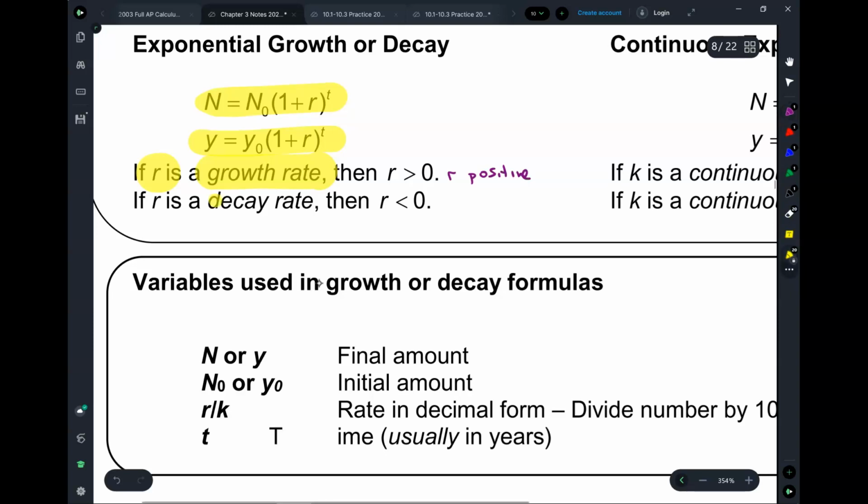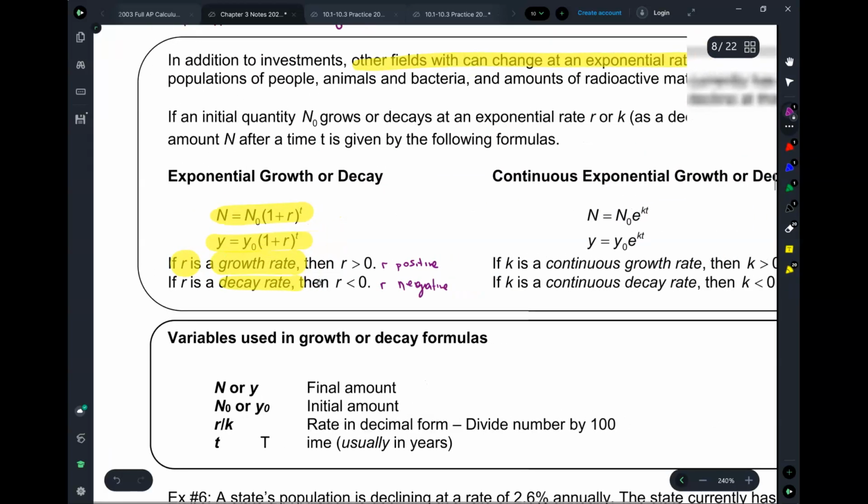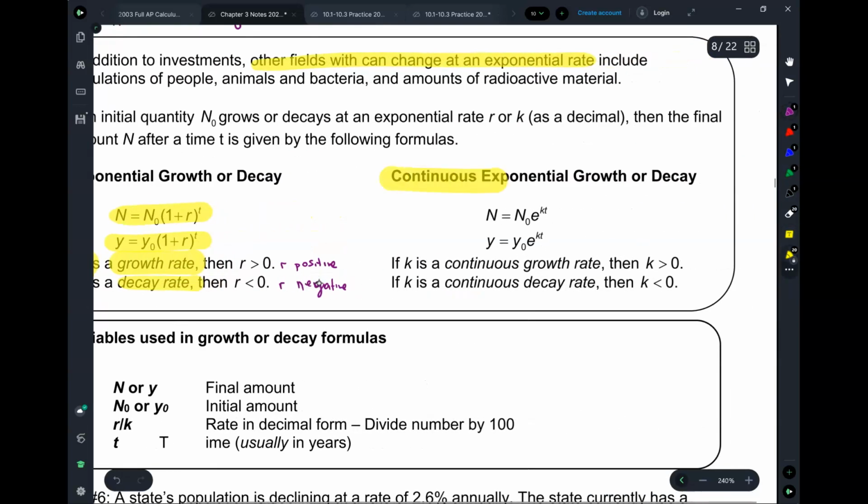If it's decay, r is negative. Now, when you hear the word continuously, then it's N equals N naught e to the kt, or y equals y naught e to the kt. So k is the same thing as r, but when we use this formula, we normally use k instead of r. So k is like the continuous rate, like the rate in the other one.